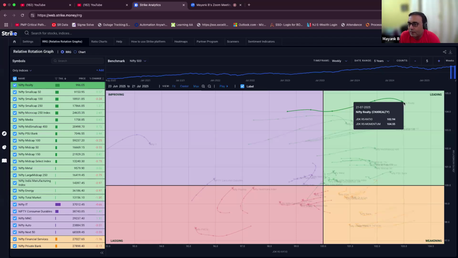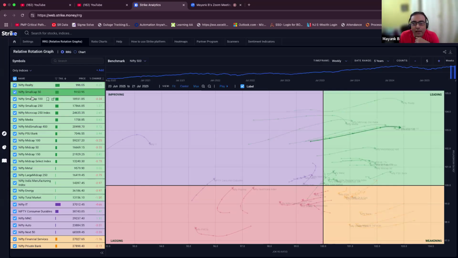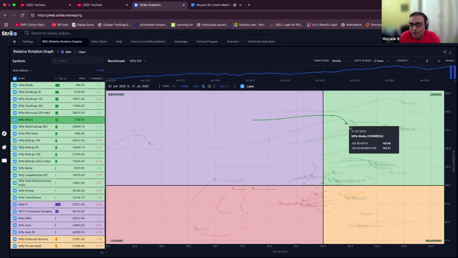And then this is the status of the Nifty Realty. So this particular sector is in the leading quadrant, slightly up at the moment, but not a significant reduction in the RS momentum. So RS momentum is represented on the y-axis, and the RS ratio is represented on the x-axis. And for Nifty Small Cap, you can see it is in the leading at the moment, but I will not cover those specific indices, but rather I'll just focus on some of the main indices. So Nifty Media, it is in the leading, but slightly having a weak RS momentum, but RS is strong at the moment.